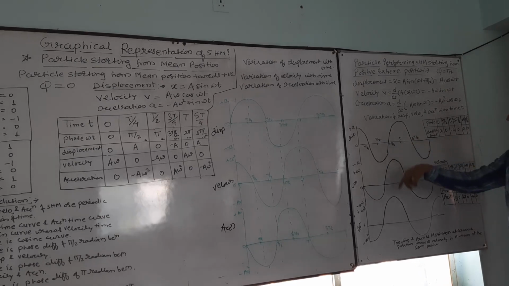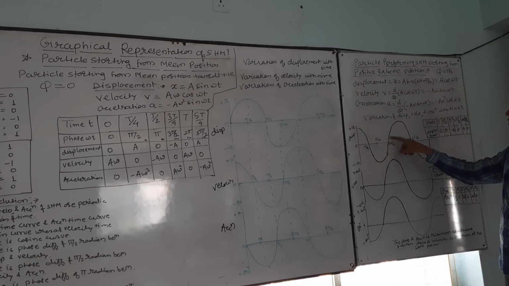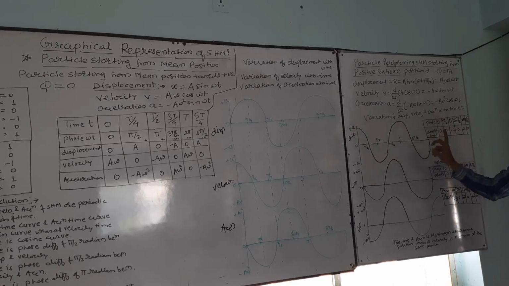Again we have to draw this graph: a, 0, minus a, 0, plus a and 0. This is the graph for displacement, the variation of displacement with time.